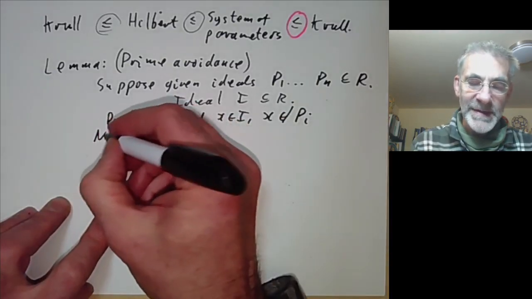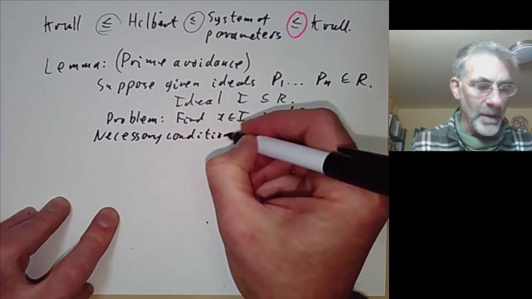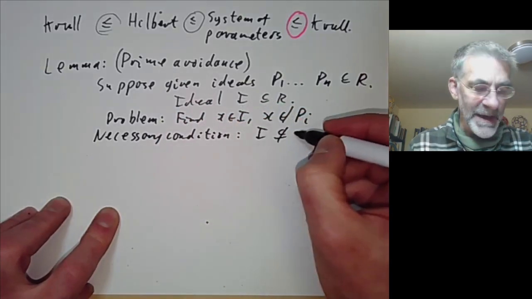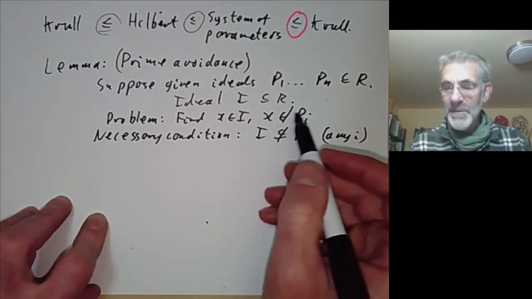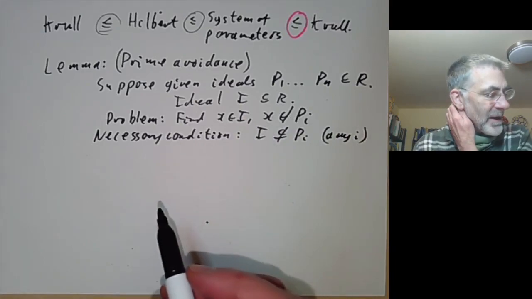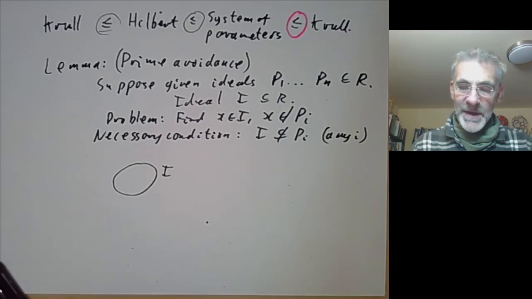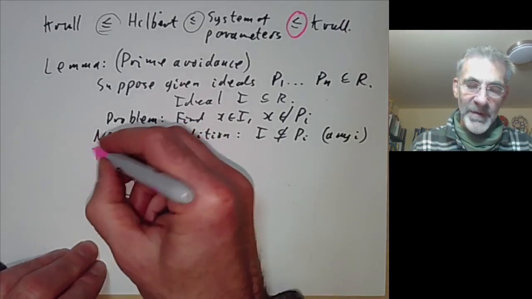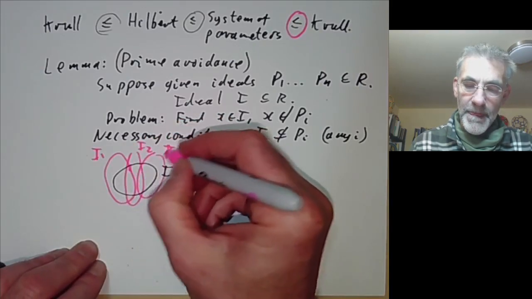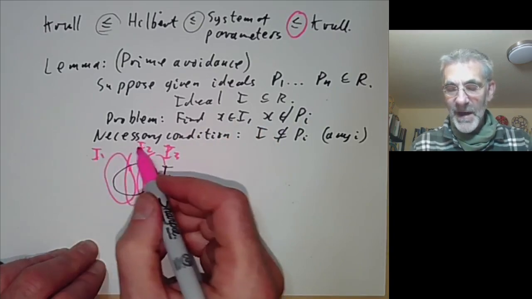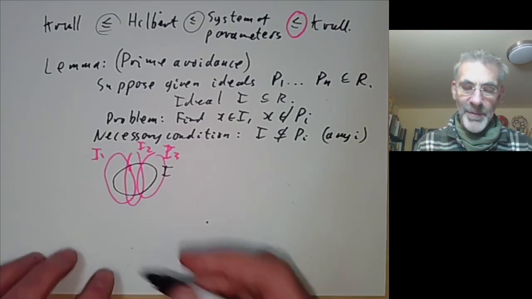Well, there's an obvious necessary condition, which is that I is not contained in Pi for any i, because if it was, then obviously we couldn't satisfy this condition. So the picture is something like this. We've got this ideal I, and we're trying to cover it by a finite number of ideals, say I1, I2, I3, such that none of the ideals I1, I2 or I3 contain I. And this can sometimes happen.